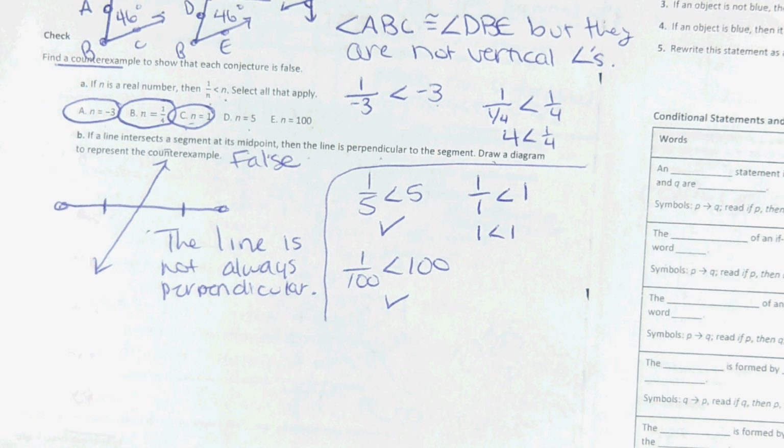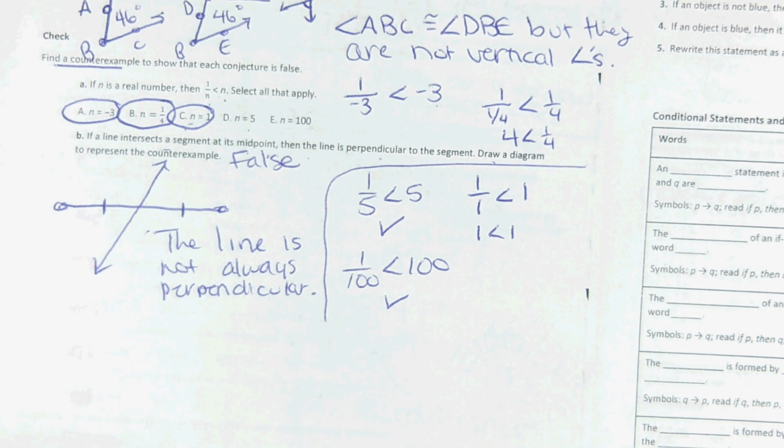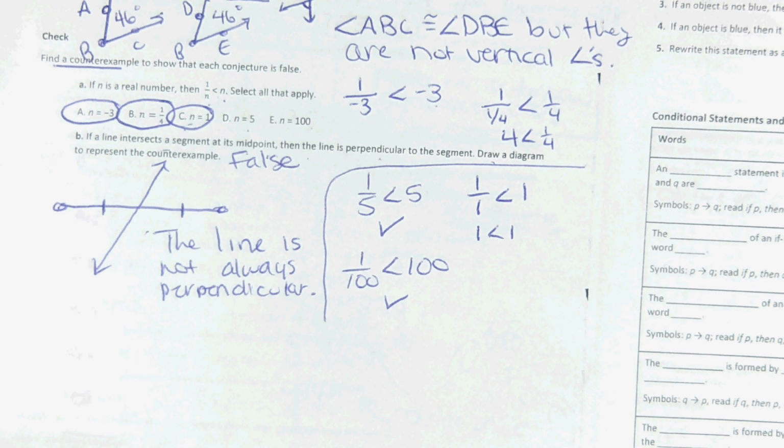Okay, so that's the gist. A conjecture is an educated guess based on a pattern. A counterexample is something that proves that conjecture false. And that's the gist. Okay, so now you have the rest of class to do the homework.